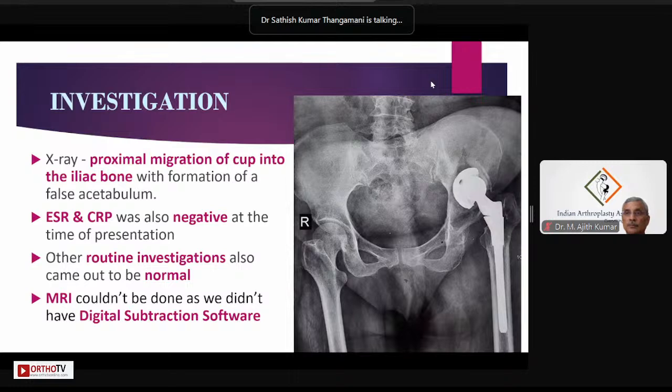We could see that there was a proximal migration of the cup in the iliac bone. Our ESR and CRP were also negative at the time of presentation. Other routine investigations were also found to be normal. We did not have an MRI with digital subtraction software, so we couldn't do an MRI at that stage.